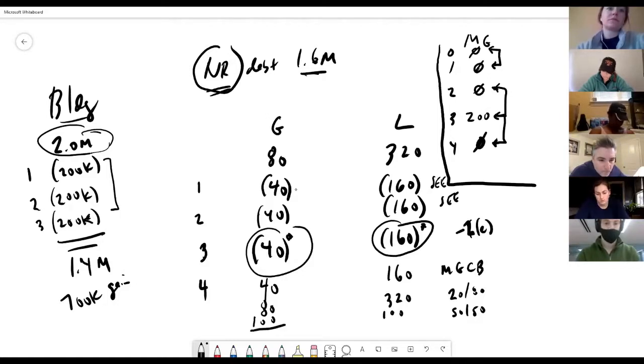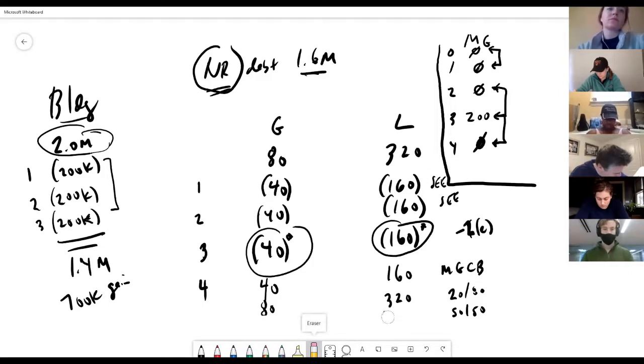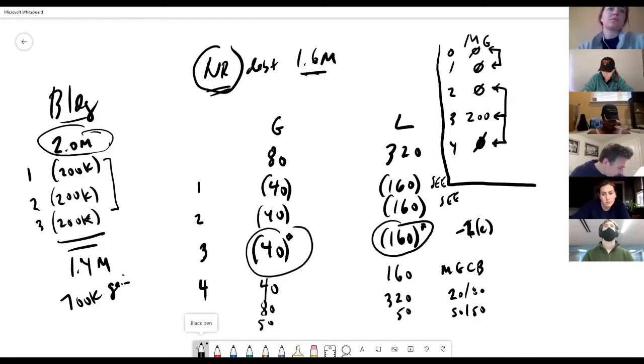And G's capital account is going to be, what's it going to be? I'm sorry, not 100. It's 100 to be allocated 50-50. So it's 50 and 50. So G's capital account is going to be 130. L's capital account is going to be 370.